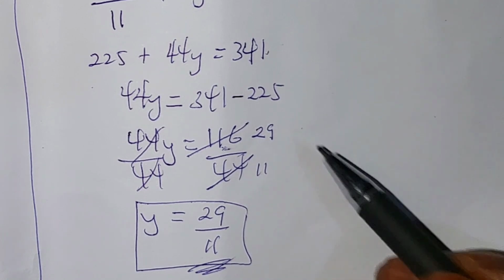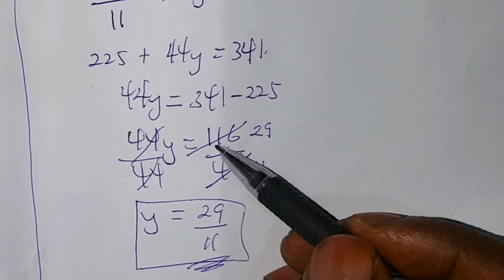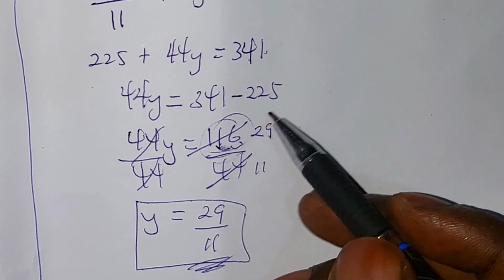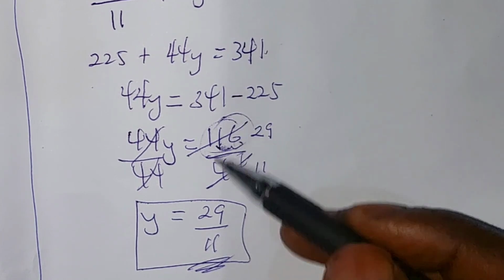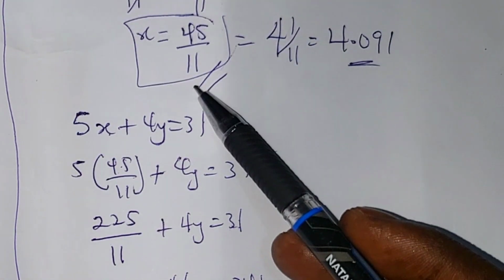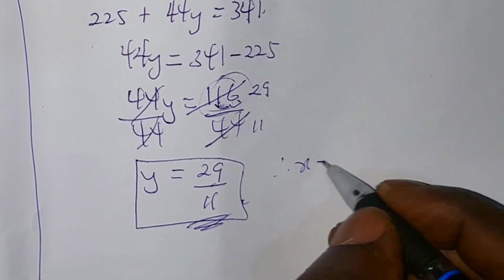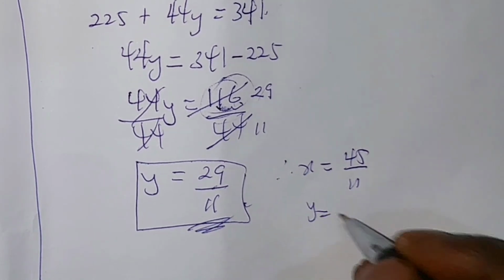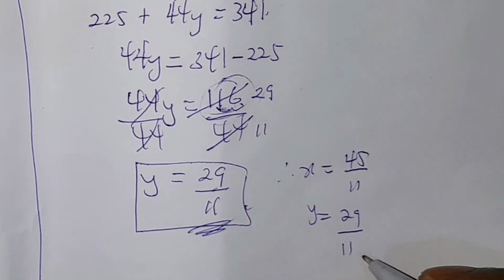Note that if the last two digits of a number are divisible by 4, it means that the whole number is divisible by 4. So we use 4 to divide it, and that's it. We can leave the answer like this, and then this becomes our x. Therefore, x becomes 45 over 11, and y becomes 29 over 11.